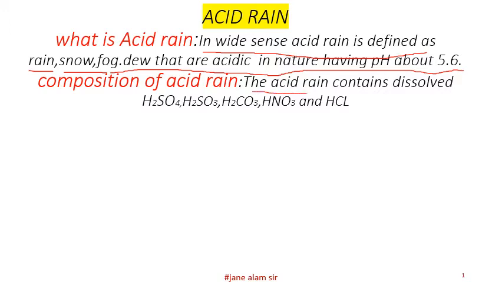Now, composition of acid rain. Acid rain contains dissolved sulfuric acid, H2SO4, H2SO3, sulfurous acid, H2CO3, carbonic acid, HNO3 nitric acid, and HCl hydrochloric acid.